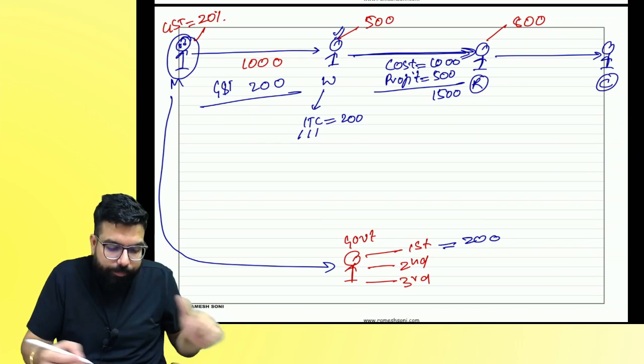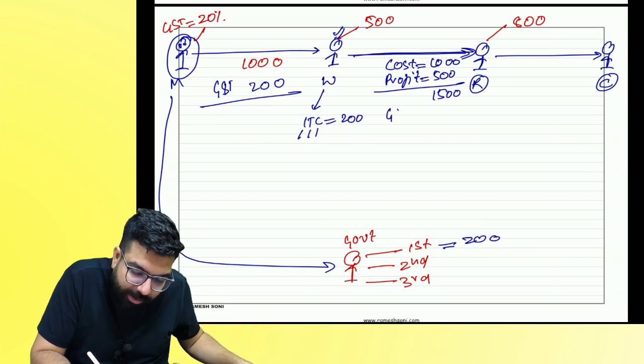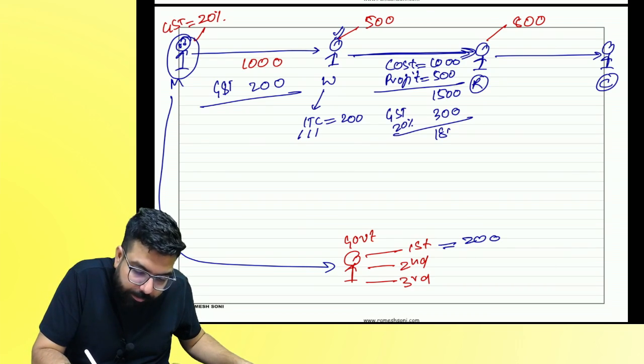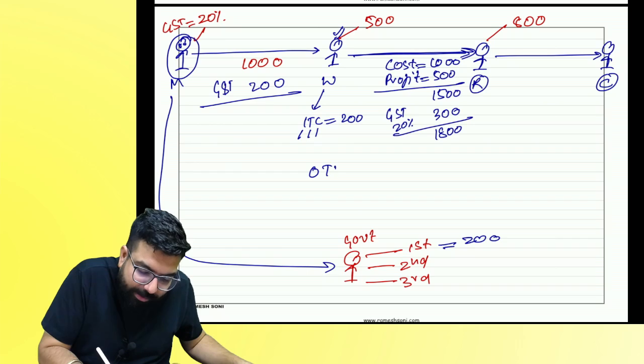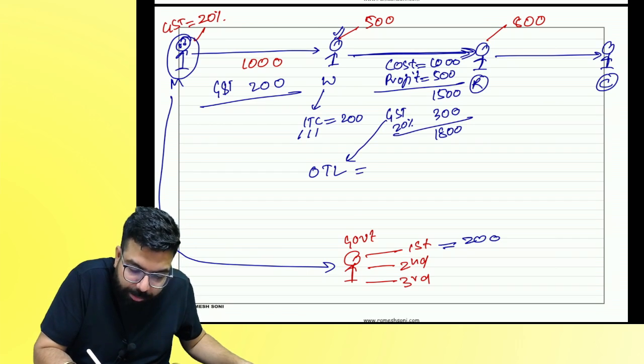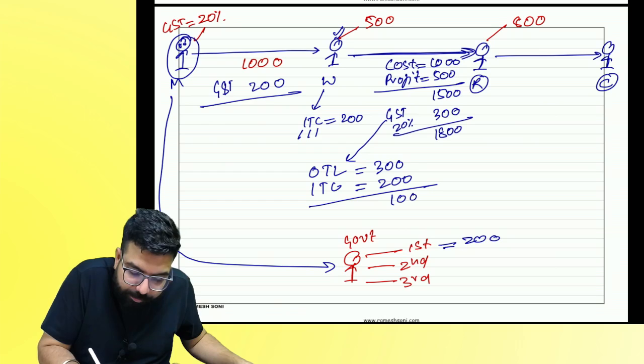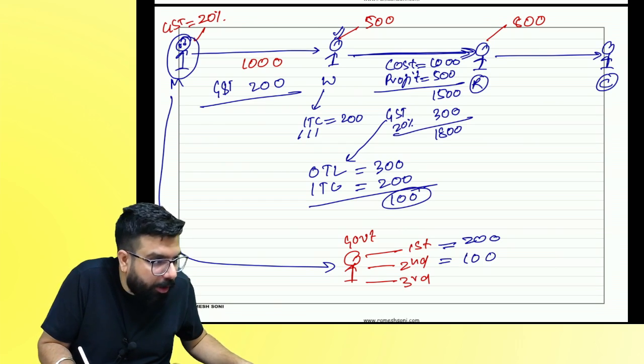Other way is what? GST is 20%. 20% of the total sale, 300. Output tax liability. How much is the outward tax liability? How much is the inward tax credit? How much will he pay to government? So second stage, government got 100.